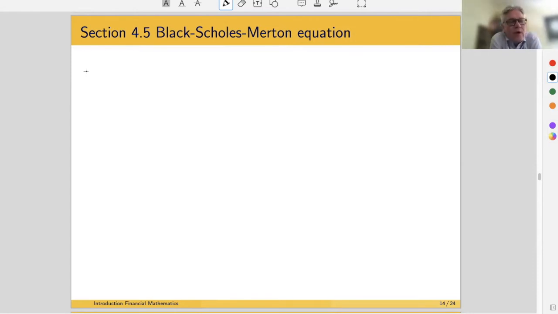Dear students, welcome back. This is section 4.5 that we will now discuss, where we will again discuss an important price process in financial mathematics. In detail, we will look at the price of a financial option, and that is given the name Black-Scholes-Merton equation. So we will reach the Black-Scholes-Merton equation to get to the price of an option.